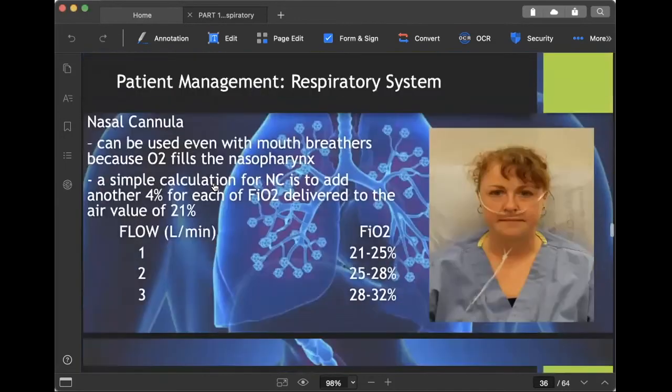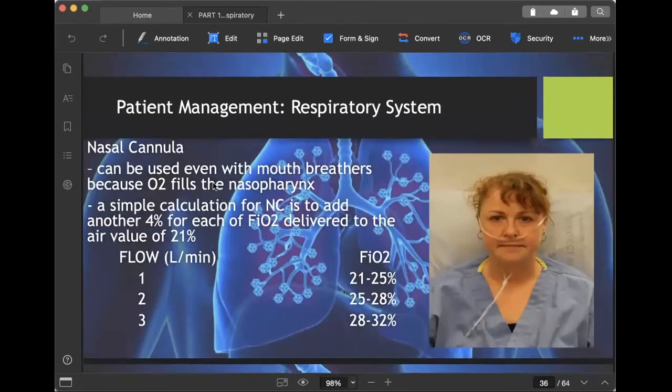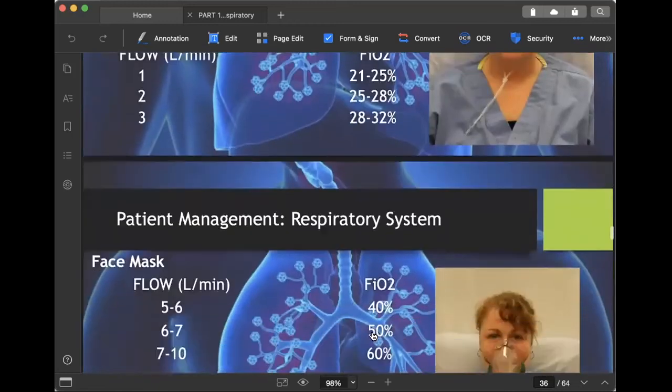With that, we have here your nasal cannula. It can be used even with mouth breathers because oxygen fills your nasopharynx. A simple calculation for your nasal cannula is to add 4% to each FiO2 delivered, starting from room air of 21. Like 1 liter is 21 to 25%, and at a flow rate of 2 liters per minute you just add 4, so it becomes 25 to 28, then 28 to 32, and so on.